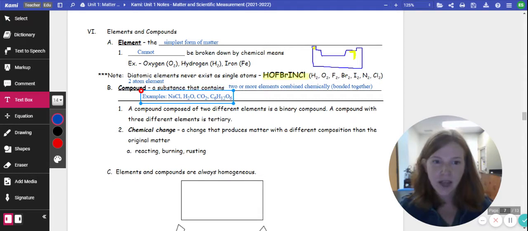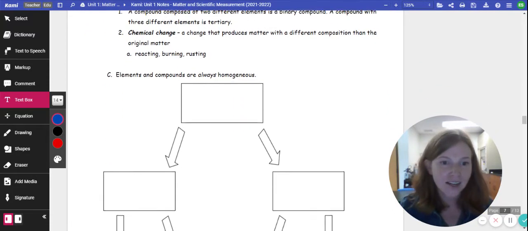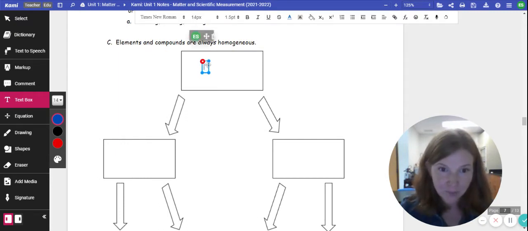When you have compounds changing into other compounds, that is when you have a chemical change. There is a change that produces matter with a different composition than the original matter. You are in a chemical change. You are taking a substance, breaking the atoms apart, and rearranging them to form new substances. That's a chemical change.